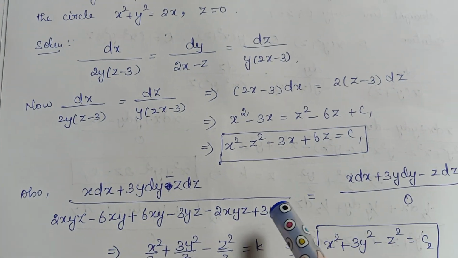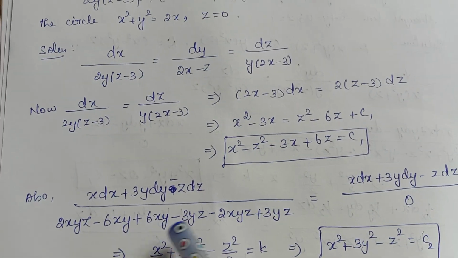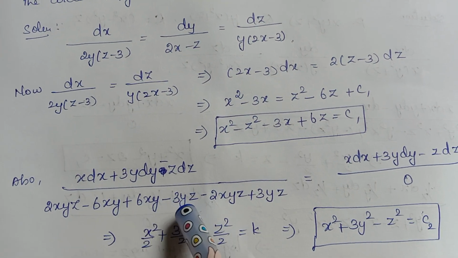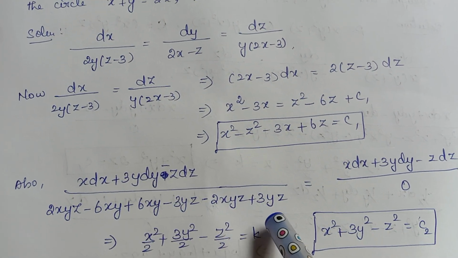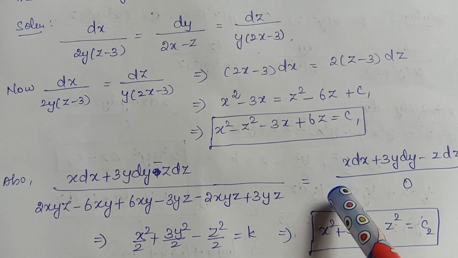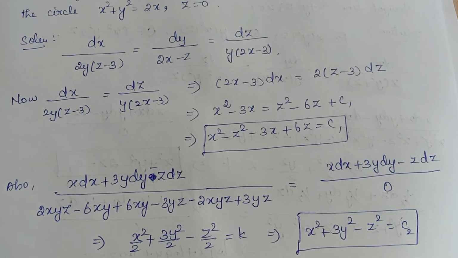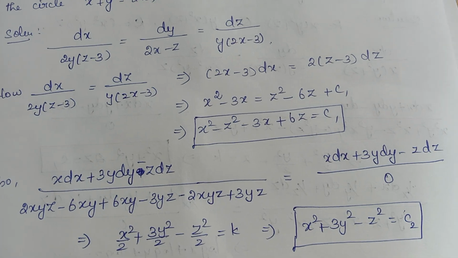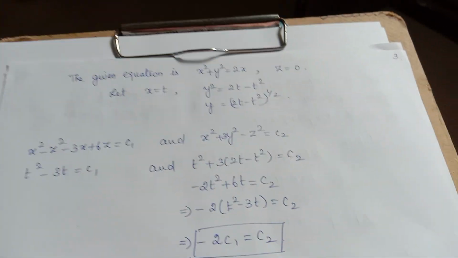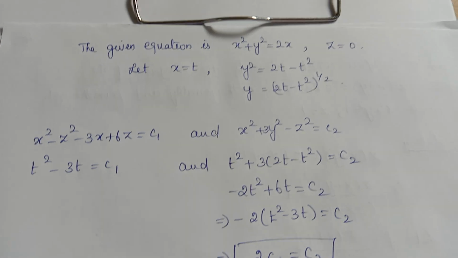Next, for the second solution, I am going to consider x dx plus 3y dy minus z dz. The denominator will be 2xyz minus 6xy plus 6xy minus 3yz minus 2xyz plus 3yz. So the denominator is getting 0. That means the integration of the numerator is constant. So x square by 2 plus 3y square by 2 minus z square by 2 equal to constant. Otherwise, x square plus 3y square minus z square equal to c2. So I have obtained both the solutions, one is c1, another one is c2.